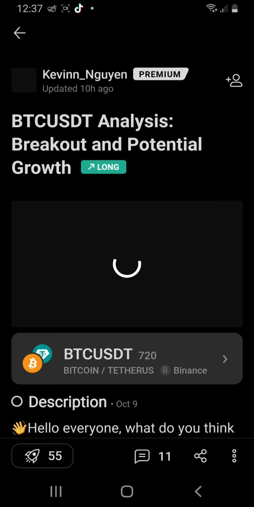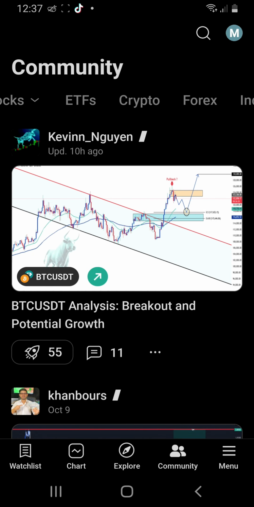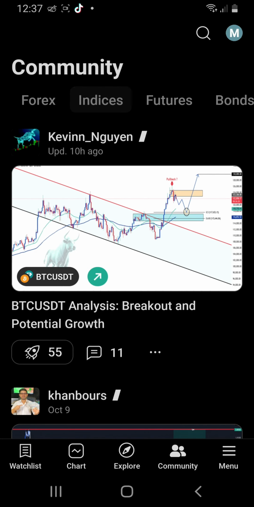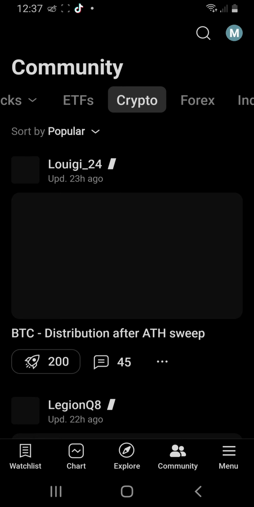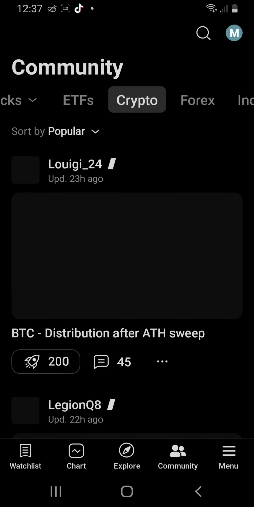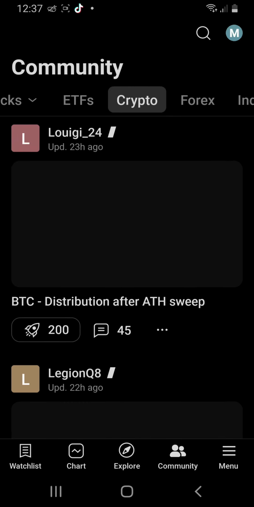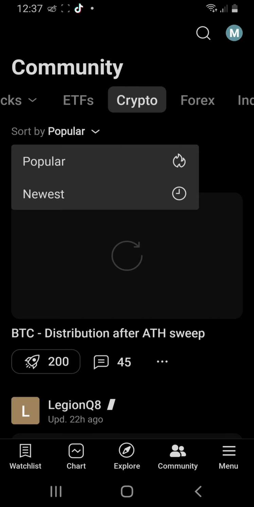So if you want to know about crypto, you just scroll here at the top, then you will see crypto, forex, indices, futures, bonds, and stocks, and ETFs. If you want to know about ETFs for each market, you will see ETF here. For crypto, you can just tap here and you will see crypto communities. Crypto chat and ideas, the people that like to share ideas, you will see them here. After that, you can sort by new, list, or popular.